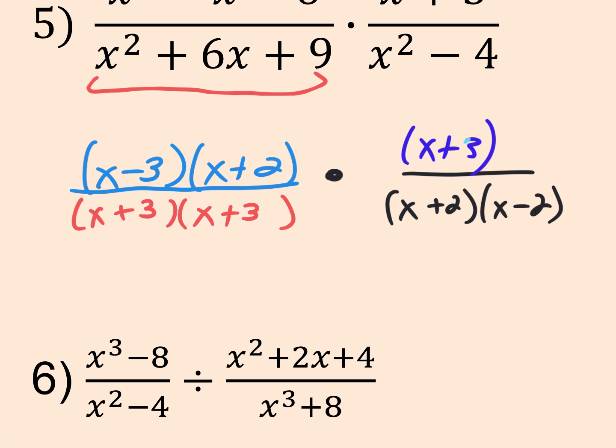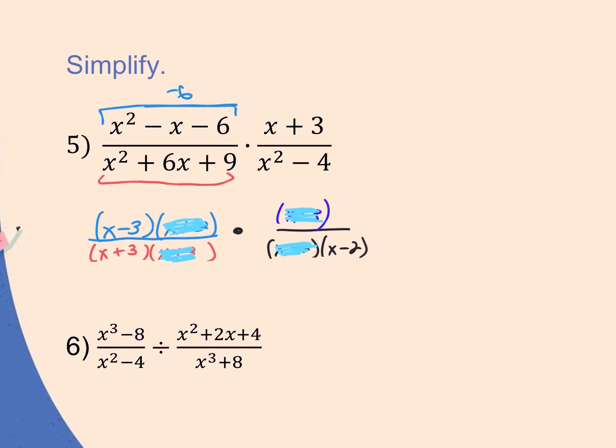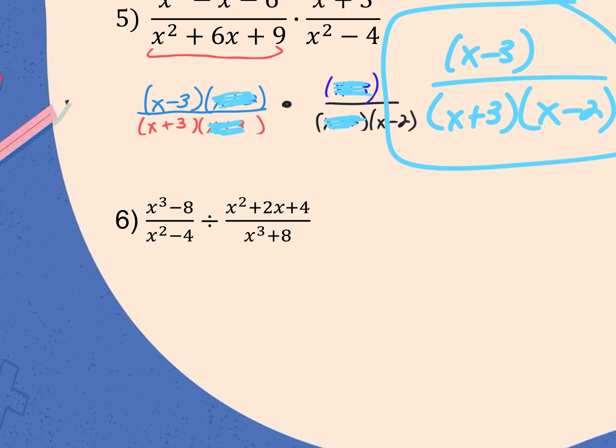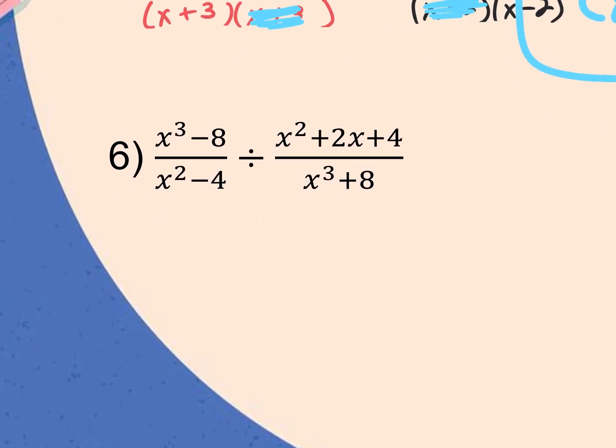I see an x plus 3 up here, and 1 down here. I see an x plus 2 up here, and I have 1 down here. Anything else? No. So we rewrite our leftovers. I have x minus 3 in my numerator, and what's in my denominator? X plus 3 and x minus 2. Perfecto.